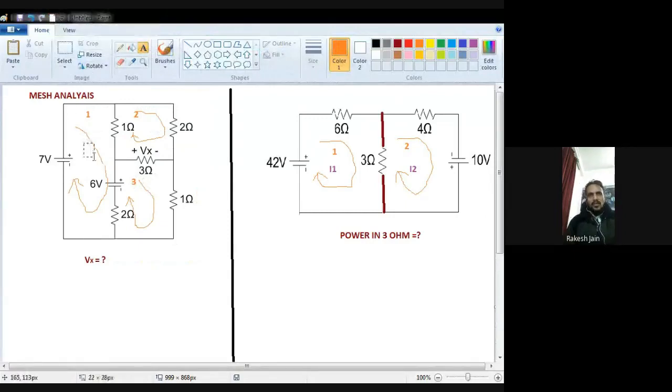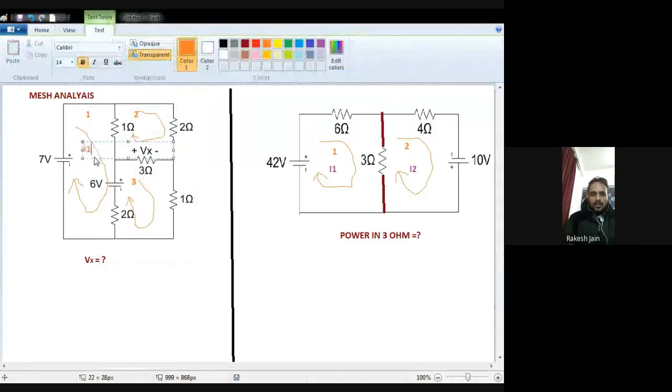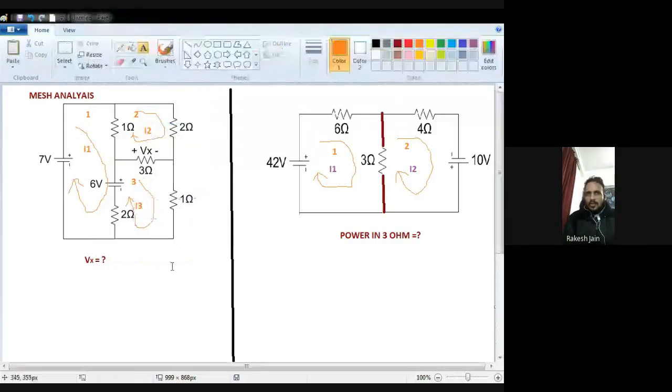Current is I1. Here I mention the name of current I2 because this is the second mesh, and here I mention the current name is I3 because this is my third mesh. So I1, I2 and I3, these are the 3 meshes. And in the second question there are 2 meshes, only 2 closed paths. So I mention the names I1 and I2.